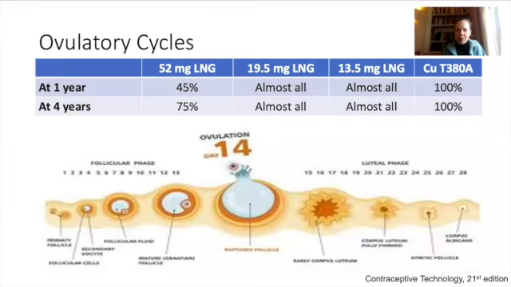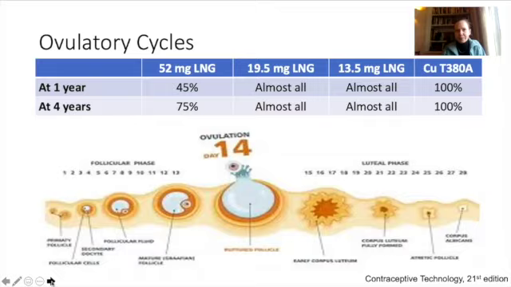When we look at how many women are having ovulatory cycles at 1 year, with the 52 milligram levonorgestrel IUD, 45% of women, so almost half of them, are ovulating. At 4 years, that goes up to 3/4 of women, so 75%. With the lower dose IUDs that contain the hormone levonorgestrel, almost all women are ovulatory in all cycles. And of course, with the copper IUD, it is 100% of those cycles.